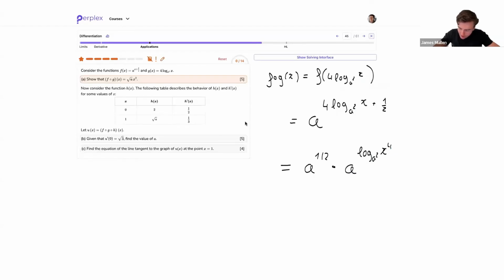Okay, and now we are getting pretty close. I need to change log base a squared of x to the 4 into log base a by using log base a of x to the 4 over log base a of a squared, which is half of log base a of x to the 4. Okay, so what does this become?